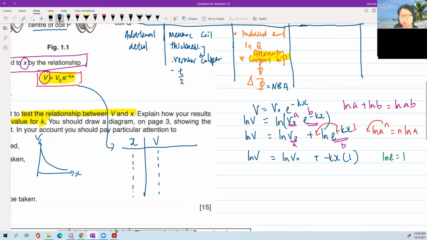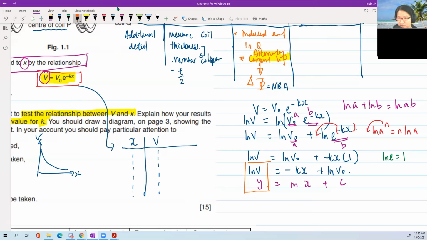So from here, when I rearrange, I can have ln V is equal to negative Kx plus ln V naught. So this looks like the form of y is equal to mx plus c. So from here, you can see that you want to plot ln V on the y-axis and the distance between the coil x on the x-axis. And after that, your gradient is equal to negative k.